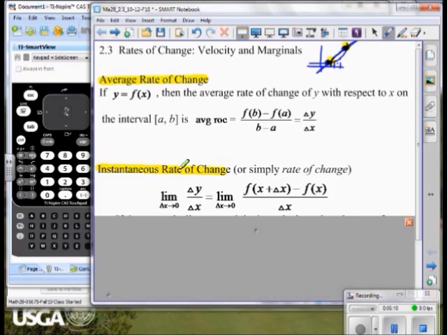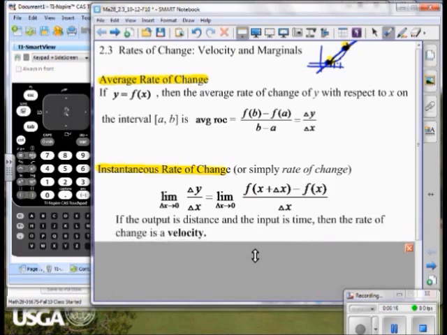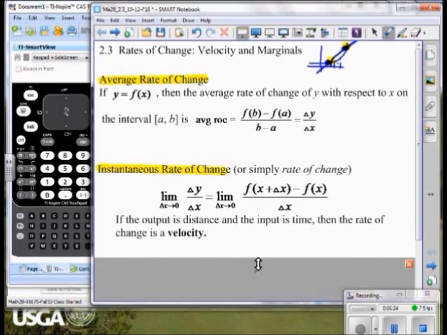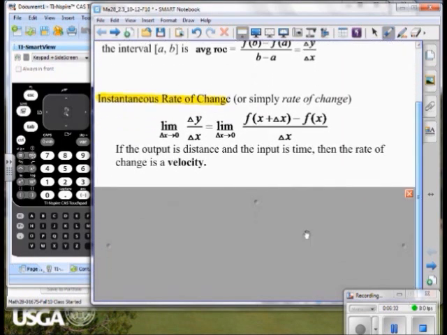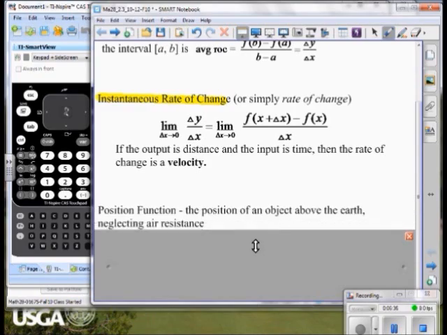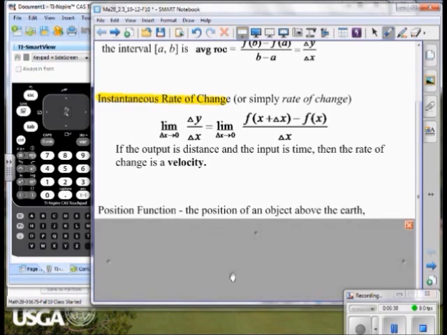The other thing that we need to talk about here, again, if the output is distance and the input is time, then the rate of change is a velocity. If distance is our function, then the derivative is velocity. And so let me pull this down here, where we talk about the position of an object above the earth. Now, this doesn't come up for all of the activities or all the problems we're going to look at, but it's a place to put it so that when we need it, we can go back to it.